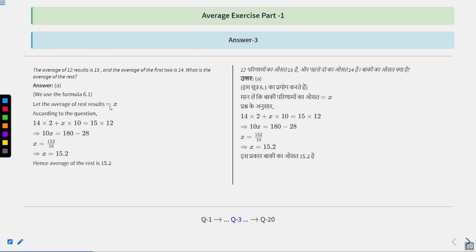Now let the average of the rest of the results be x. According to the question, 14 is the average of two numbers, so 2 multiplied by 14, and the rest of the numbers are 10, because the total number is 12. So x into 10 is equal to 15 into 12, because the question says the average of 12 results is 15, so the total sum will be 15 into 12. So what will be x? When we calculate it, we get x equals 15.2. So the average of the rest of the numbers is 15.2. A is the correct answer. Next one.